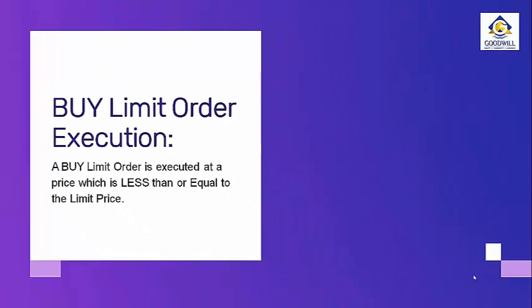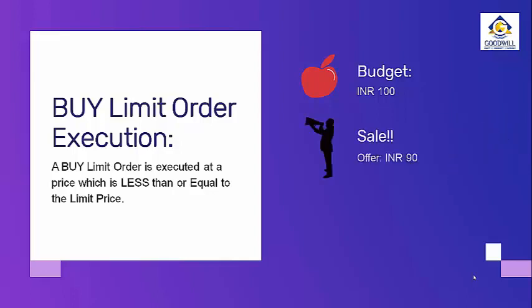A simple example, suppose you go to the market to buy 1 kilo of apple and you have set a budget of 100 rupees. You come across a seller who is currently willing to sell you 1 kg of apple at just 90 rupees, which is 10 rupees below your budget. Do you buy? Of course you do, because it satisfies your budgeted condition. This is the logic behind a buy limit order executing at a price which is less than or equal to the limit price.